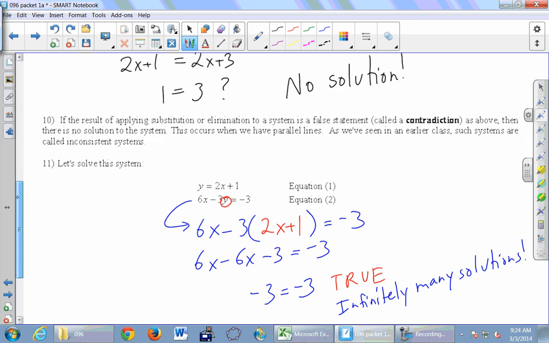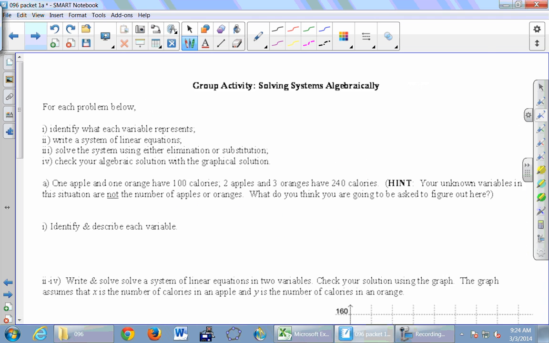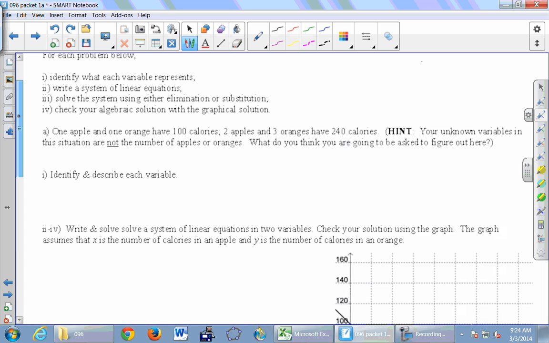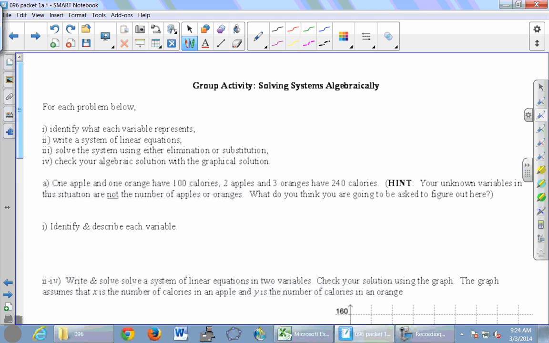Okay, so we have about 25 minutes. I think that's enough time to do the 3 problems in the group activity. They start on the next page. They are about different kinds of fruits. And if you finish all 3 of these, you can start the homework, which is on the next page. It's in the packet.